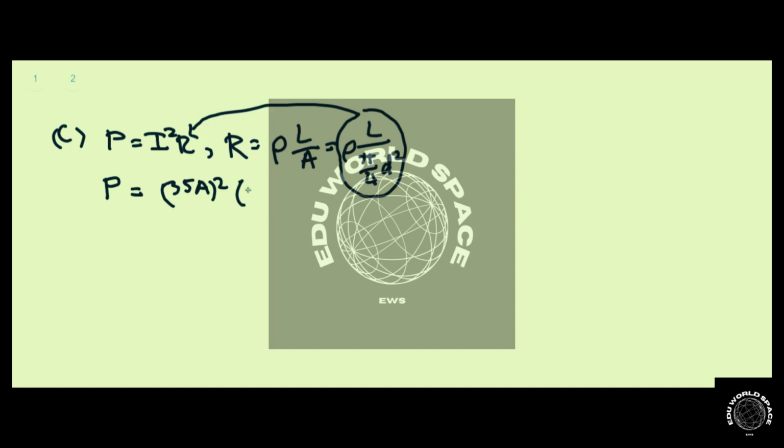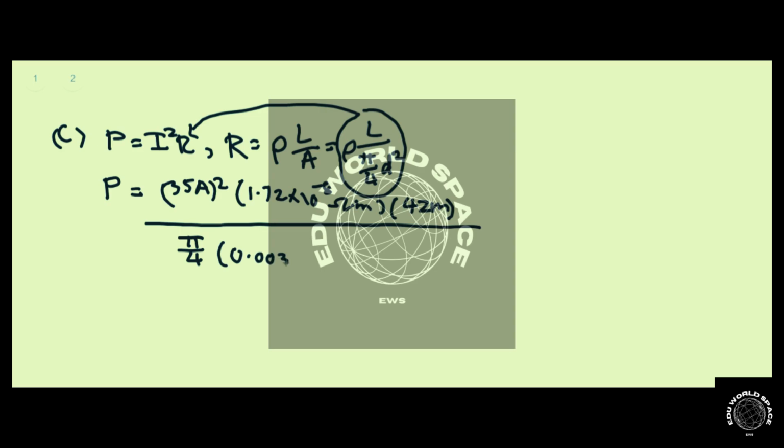So the resistivity of copper is 1.72 times 10 to the minus 8 ohm meters. And the length we're given is 42 meters. And this I have to divide by pi over 4 times the diameter we determined in the previous problem, 0.00326 meters squared. And this gives us 106 watts. And now we've solved this, so let's go on to part D of the problem.